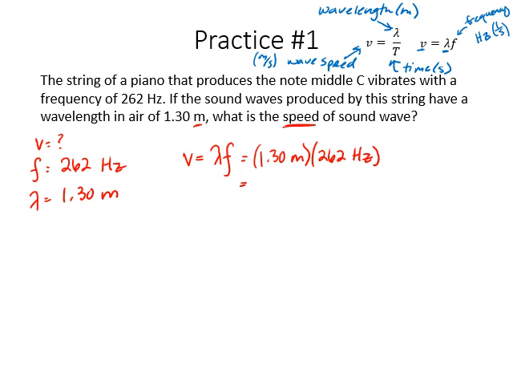If we plug this value into our calculator, we should get 340.6. And now the way it looks right now is that we have a meter times a hertz. But again, 1 hertz equals 1/second. So it's actually going to be 340.6 meters per second.